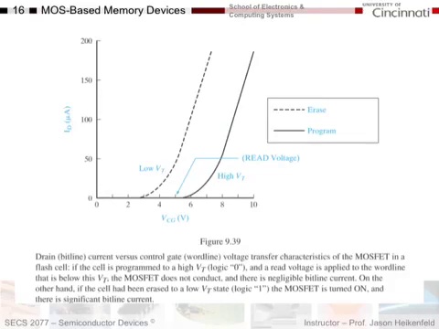Here's an ID versus gate voltage characteristic for a flash memory type device. Here's the array state, here's the program state, and it says it down here. If it's in the low VT state like it is here, the MOSFET is turned on, and that is a 1. So that's a logic 1, meaning that here's the read voltage. I set my read voltage right here.